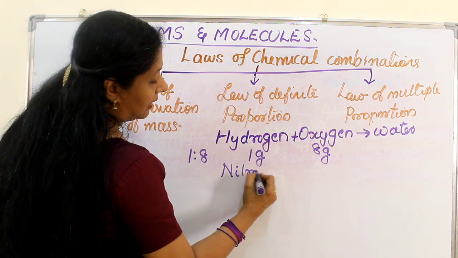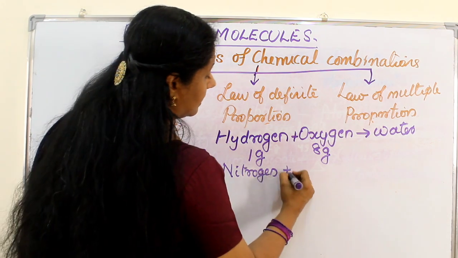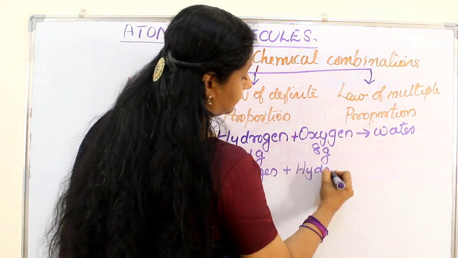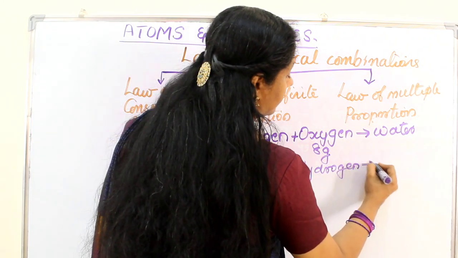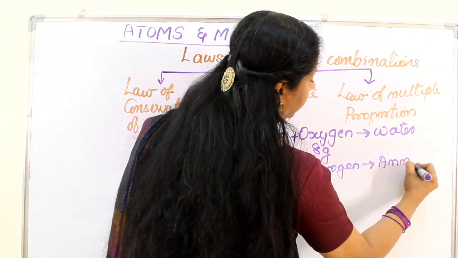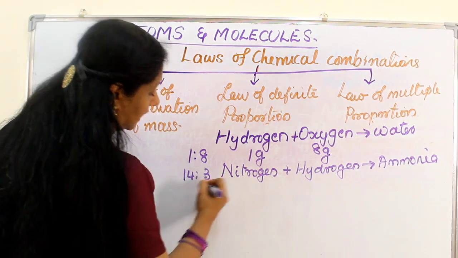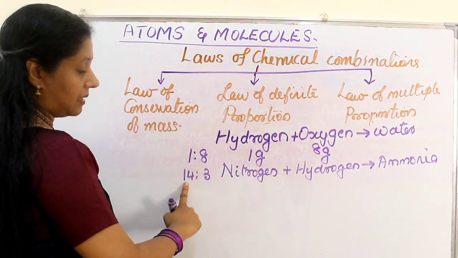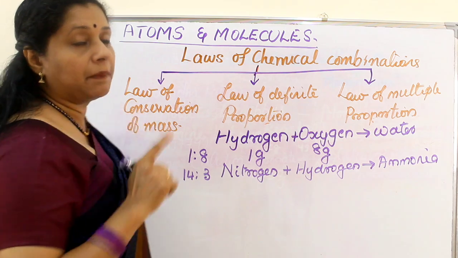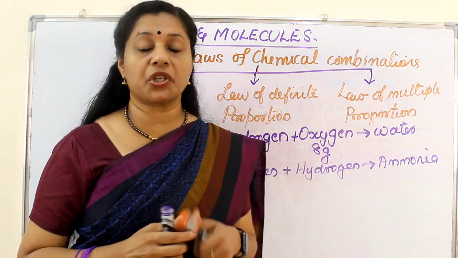Ammonia has nitrogen and hydrogen. It gives the compound ammonia. Okay, here also the ratio is 14:3. So 14 parts of nitrogen by mass is combined with 3 parts of hydrogen by mass. So this proportion does not change.